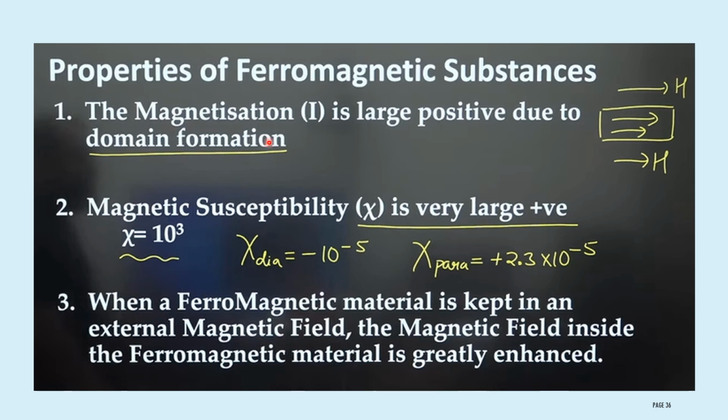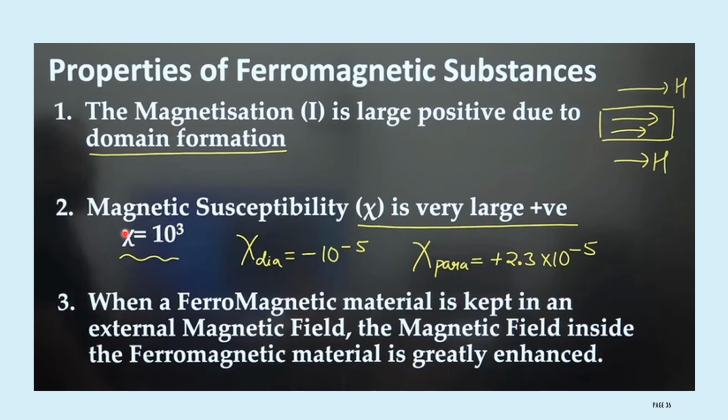First one, the magnetization I is large positive due to domain formation. When you apply an external magnetic field to a ferromagnetic substance, you can observe domain formation. In domain formation, you can observe a change in size of the domains and domain orientation. Because of this, the material will get more magnetized. Then magnetization will be large positive.